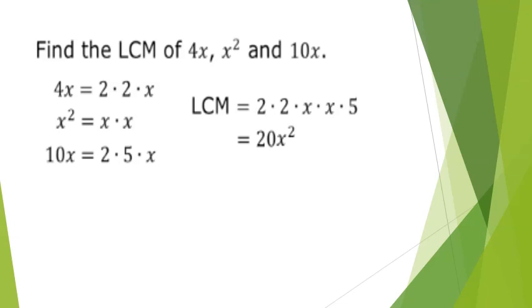Good. Let's go down to 10x and look at the primes there and see what we need to place in our least common multiple. So do we have a 2? Yes. Do we have a 5? No. Let's put in a 5. Do we have an x? Yes, we already have an x. Great. Our least common multiple is 2 times 2 times x times x times 5. When you multiply that all out, it comes to 20x squared.